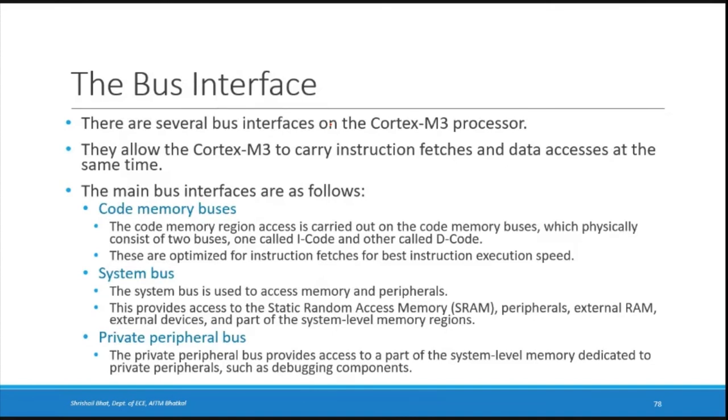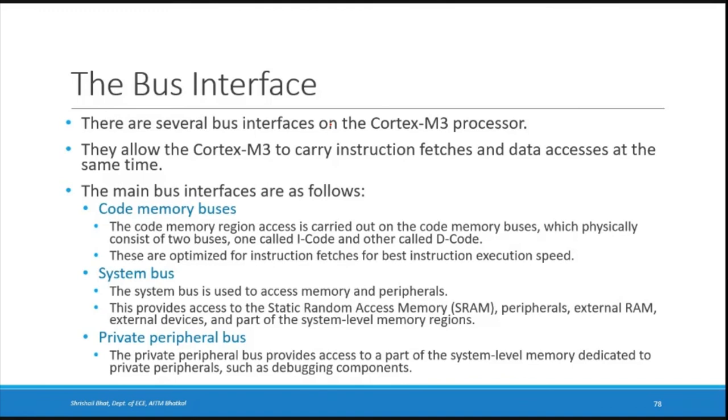Then, as we have said, there are bus interfaces for providing data transfer and also for instruction fetching. So there are several bus interfaces on the Cortex M3 processor. They allow the Cortex M3 to carry out instruction fetches and data accesses at the same time, right? That is, it has a Harvard architecture, so instruction and data can be fetched at the same time. That means there are different instruction bus and data bus.